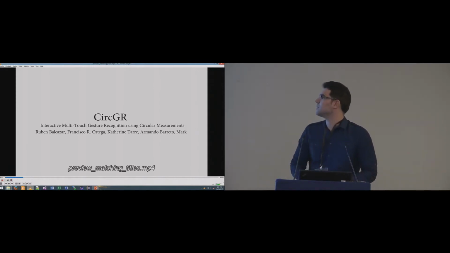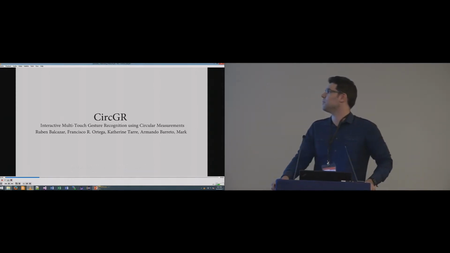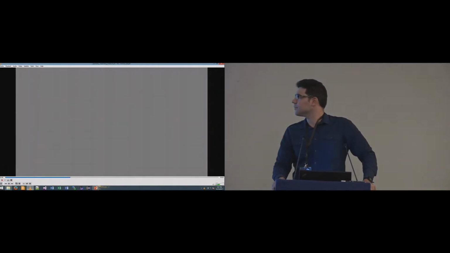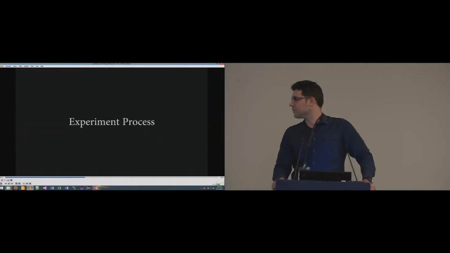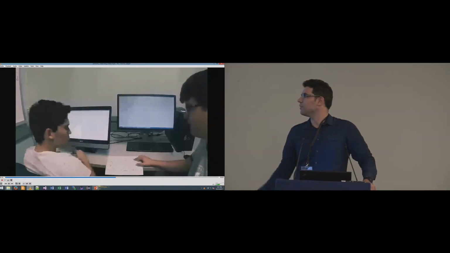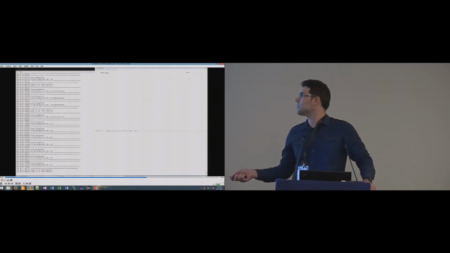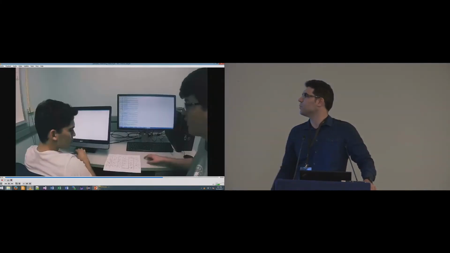Okay. This is a bit of how we did the experiment. Now the user is forming gestures, and then we have a live classification on the side, tracking their movement.